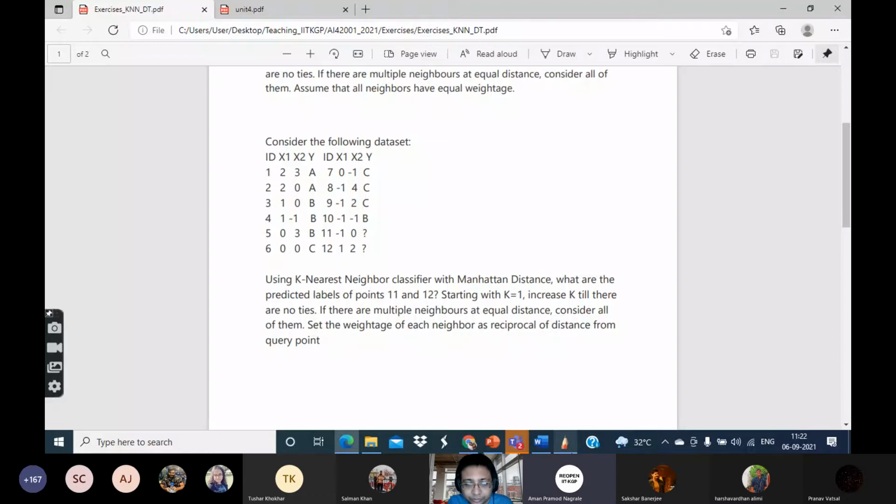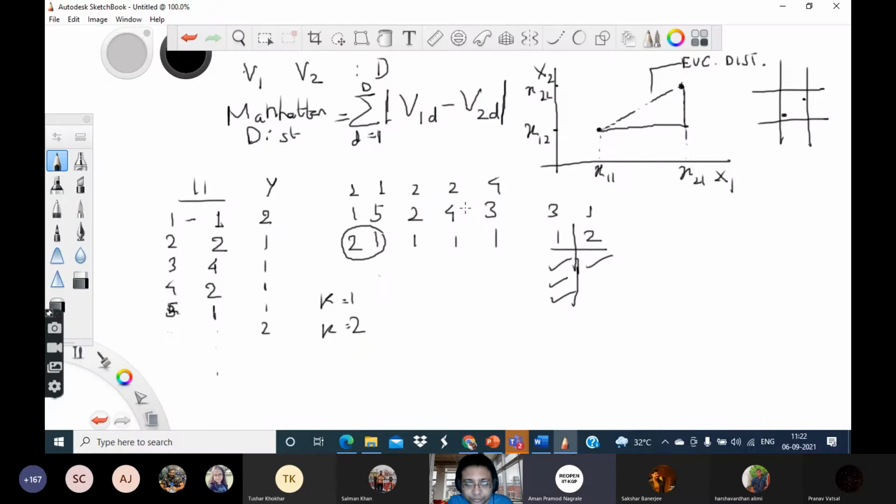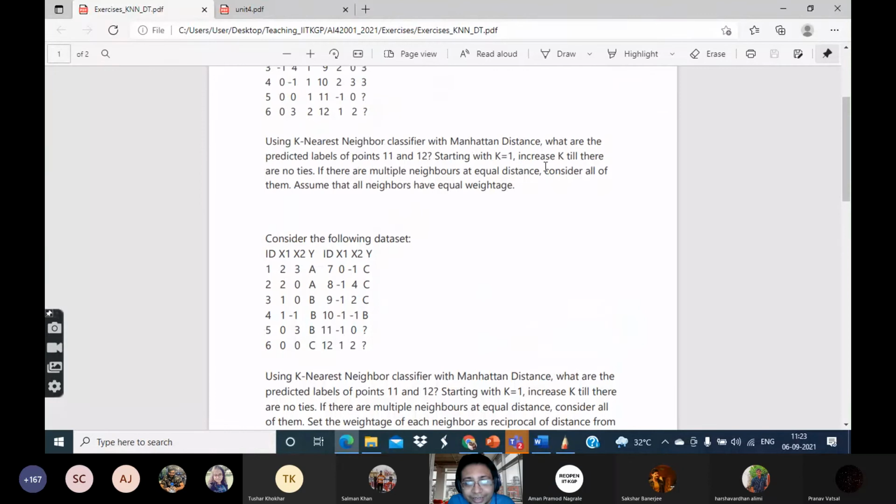So there will be another 2 ties after that, after some gap. So we don't have to consider them. See, the question is saying increase k till there are no ties. So you started at k equal to 1 and you found a tie. Then you moved to k equal to 2 and there was no tie. It became 3-1. So then you stopped.